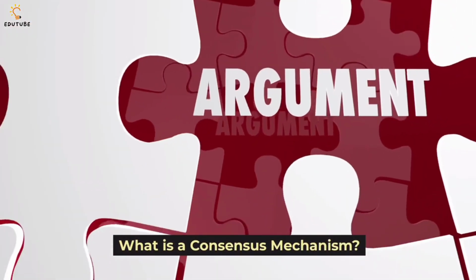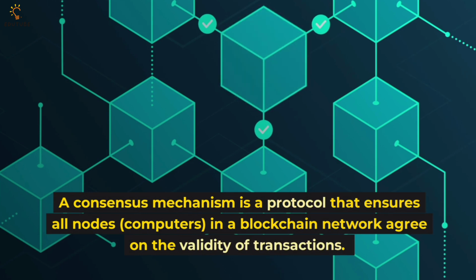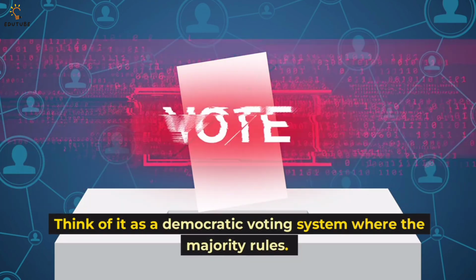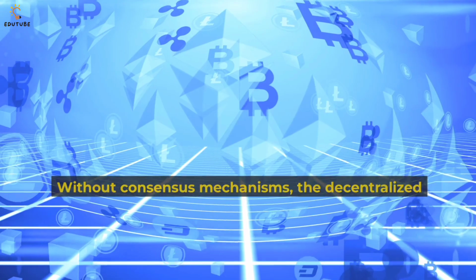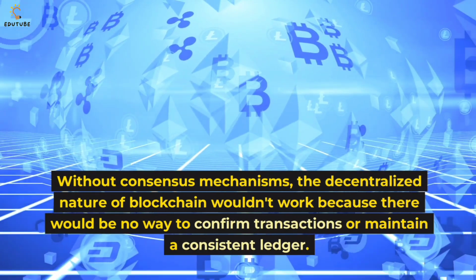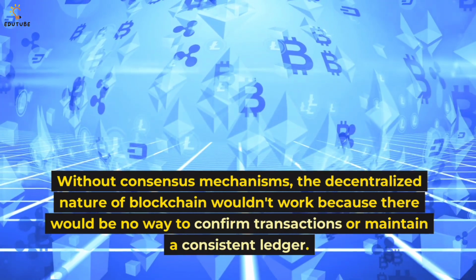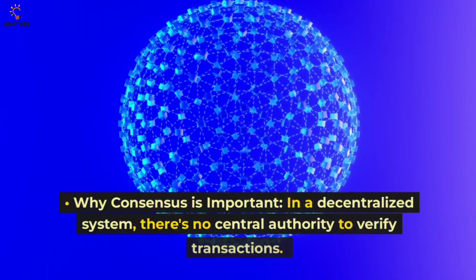What is a consensus mechanism? A consensus mechanism is a protocol that ensures all nodes, computers, in a blockchain network agree on the validity of transactions. Think of it as a democratic voting system where the majority rules. Without consensus mechanisms, the decentralized nature of blockchain wouldn't work because there would be no way to confirm transactions or maintain a consistent ledger.